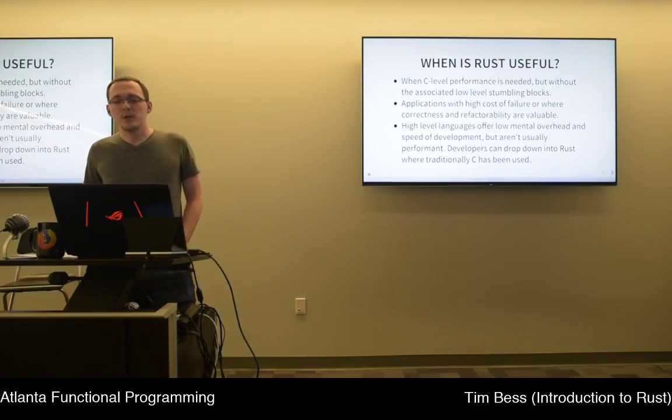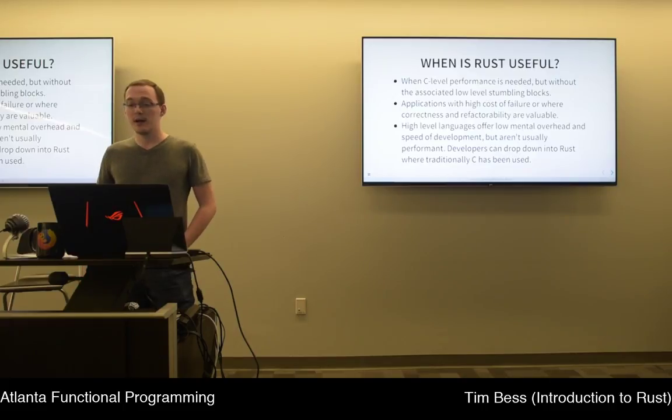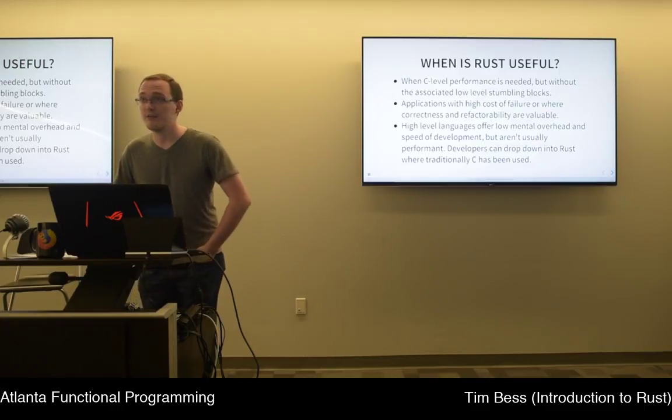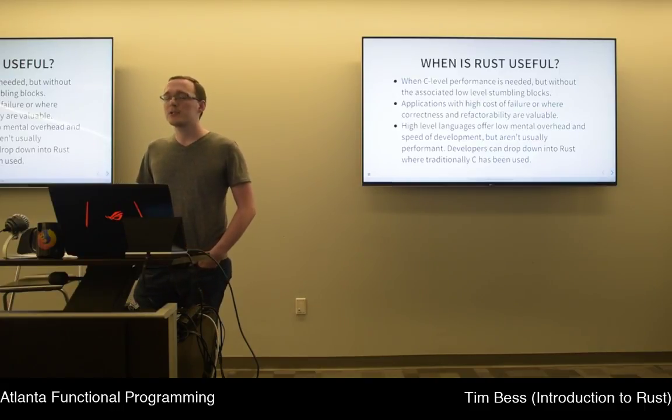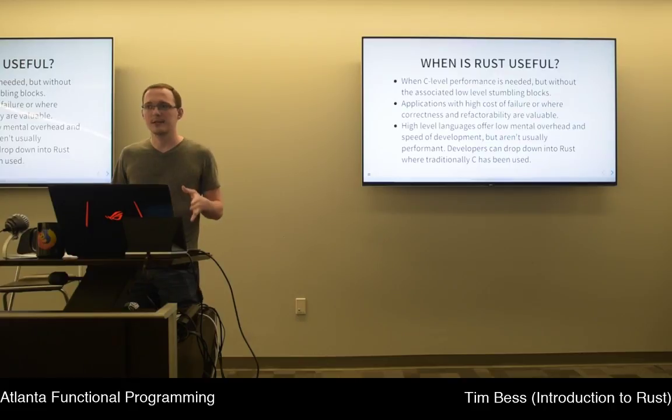So I guess when is it appropriate to use Rust? Its main use cases are when you need C-level performance without the stumbling blocks of writing low-level code, or when you have applications where the cost of failure is very high, or where you need strong correctness and refactorability, because the compiler is very, very strict, and it keeps you from making entire classes of mistakes at compile time.